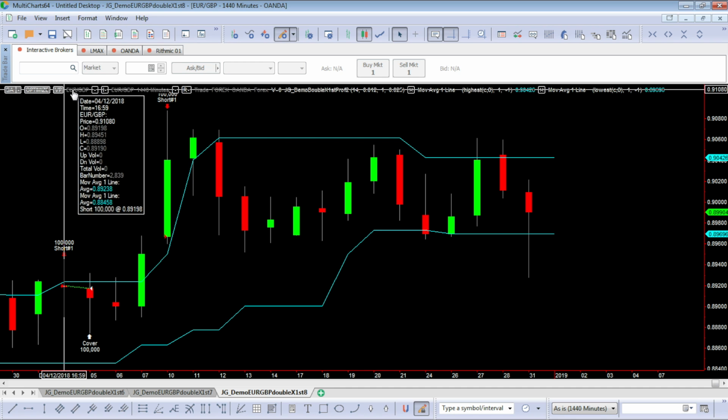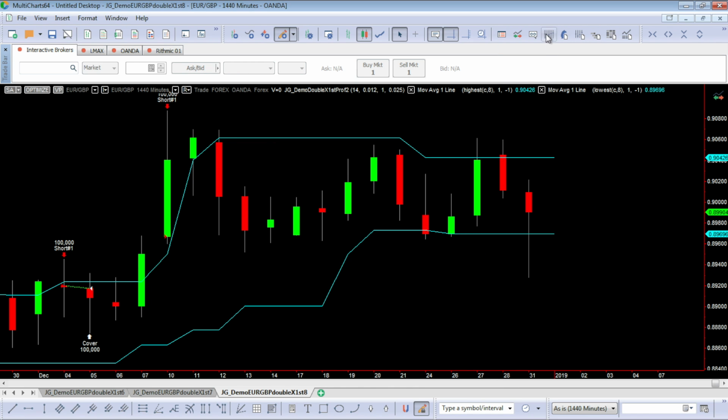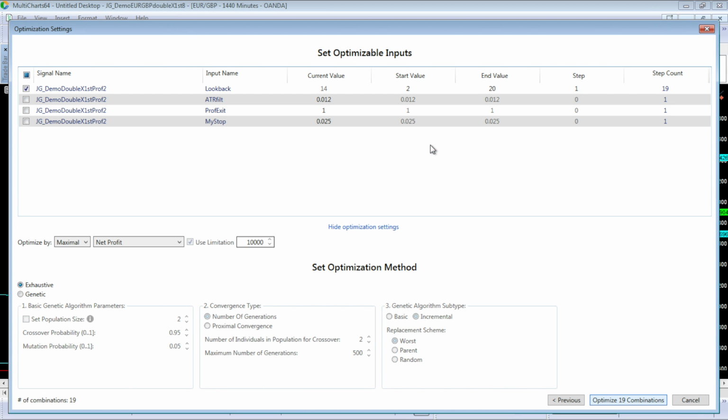I'll just show you what data I'm using first. At the moment I'm using the original in-sample data, so this optimization is going to mimic what I did in the original video. Got data from 2008 through to January 2019. If we run an optimization on the look-back length, and I'm going to go from a look-back of 2 through to 20 days in step 1.